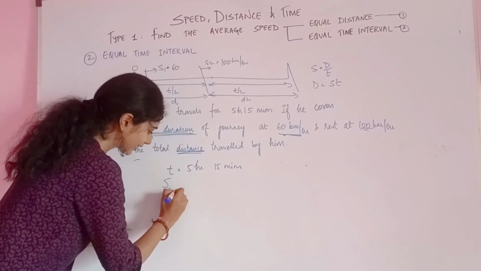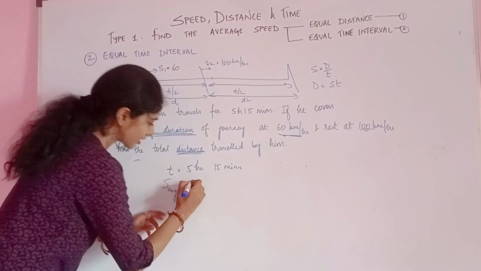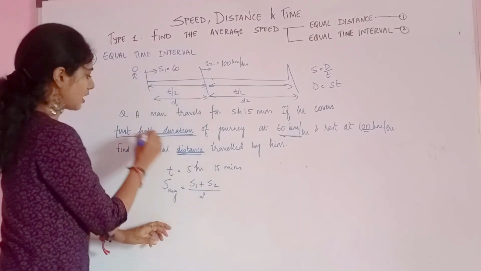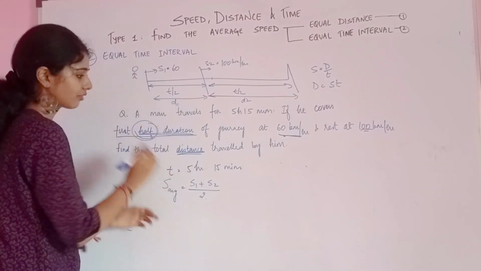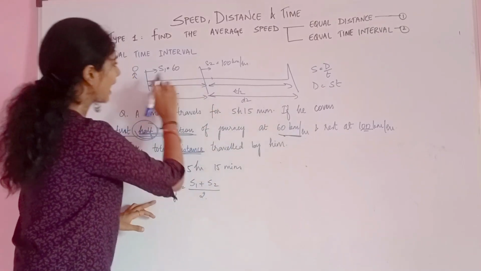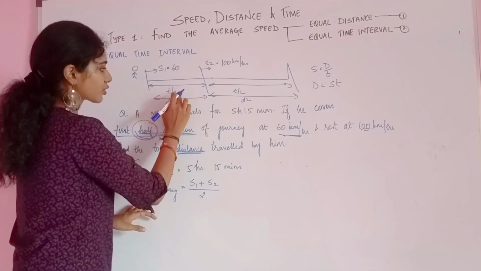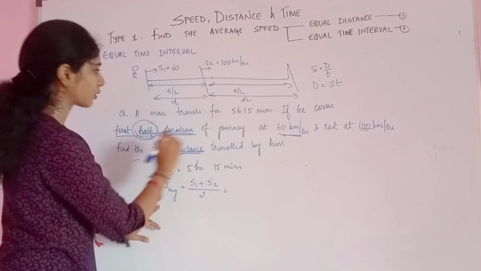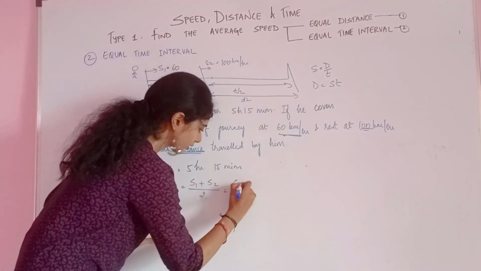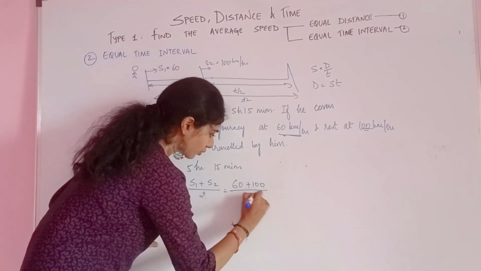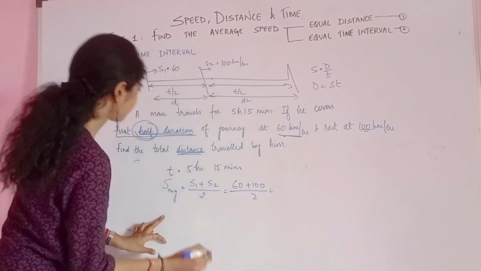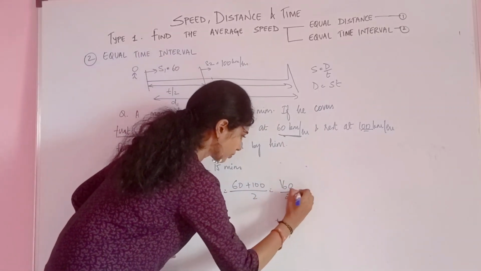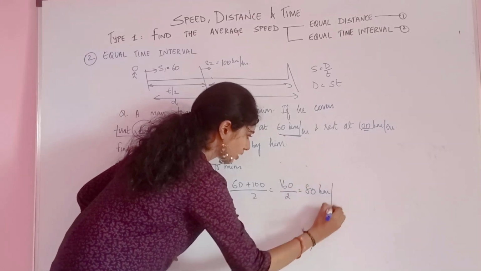So how do you calculate the S average? Very simple. Right now we studied the formula. It's S1 plus S2 by 2 in this case because it's first half of the journey. First half is going to be 60 and the second half is going to be 100. So it is only two parts. So S1 plus S2 by 2 is nothing but 60 plus 100 by 2, which is 160 by 2, which is 80 km per hour.